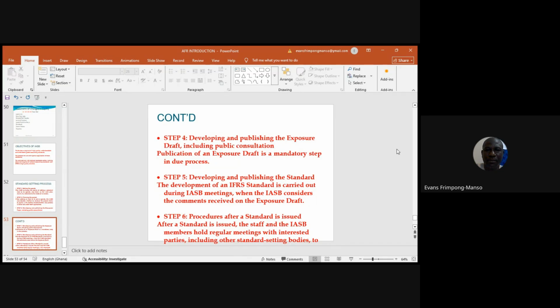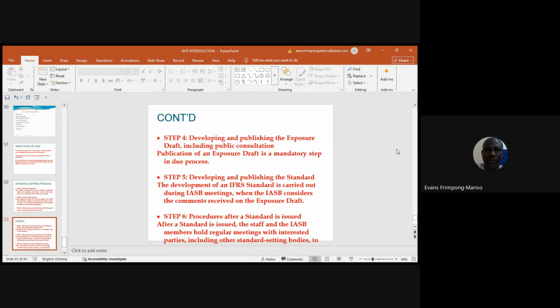That is step 4, developing and publishing the exposure drafts. Step 3 is developing and publishing the discussion paper, including public consultation. Step 4 is developing and publishing the exposure draft, also including public consultation.